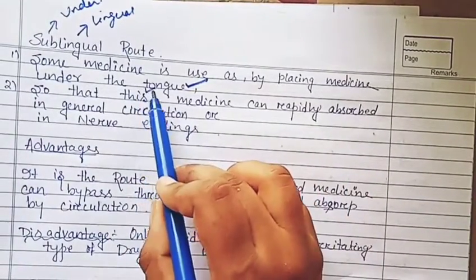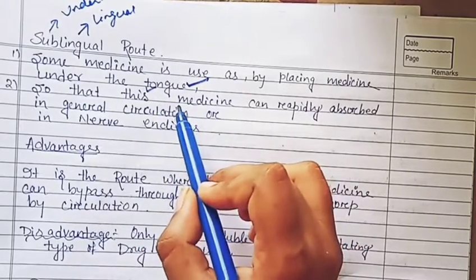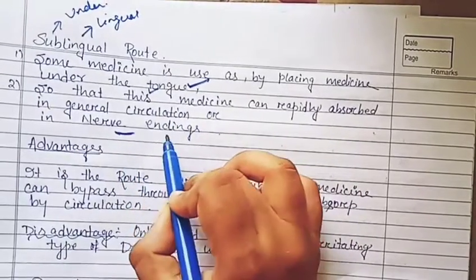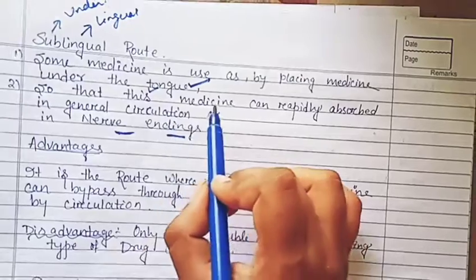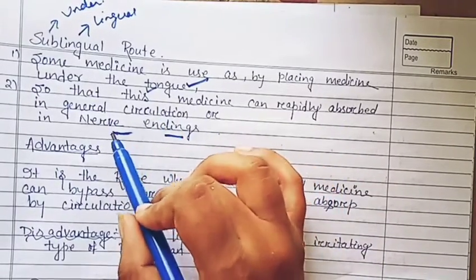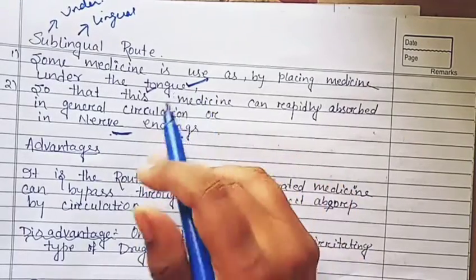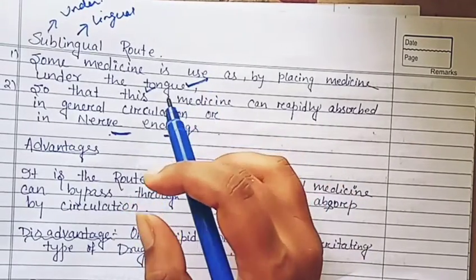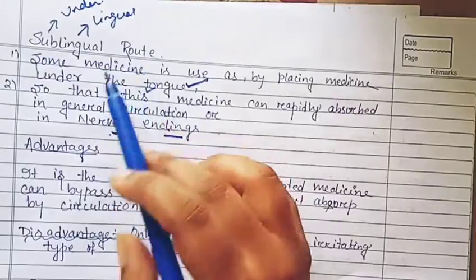Why do we give it under the tongue? Because under the tongue there are enough nerve endings, and the medicine can rapidly absorb into the general circulation, and can act very easily and fast, due to which we use the sublingual route.